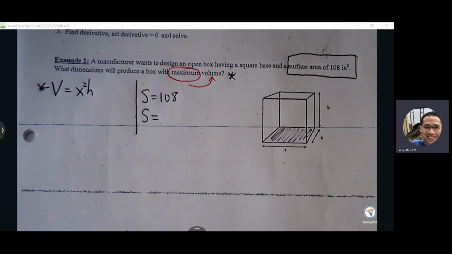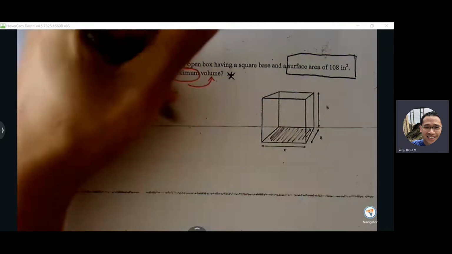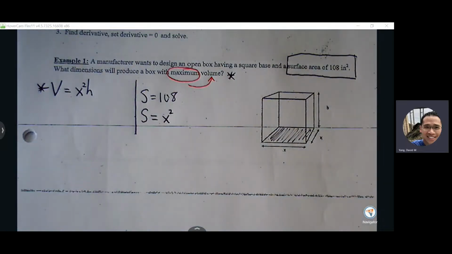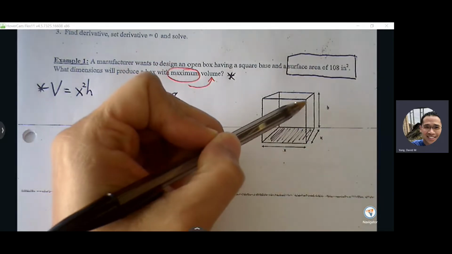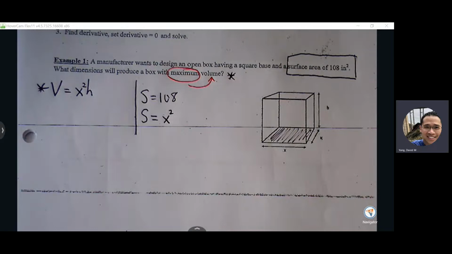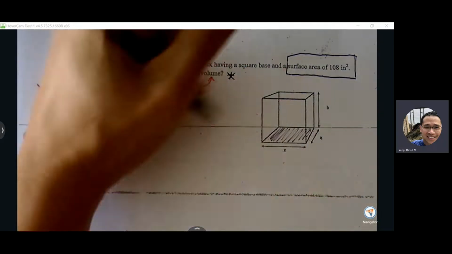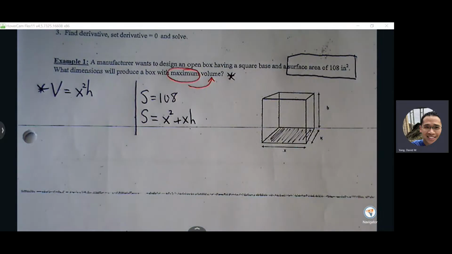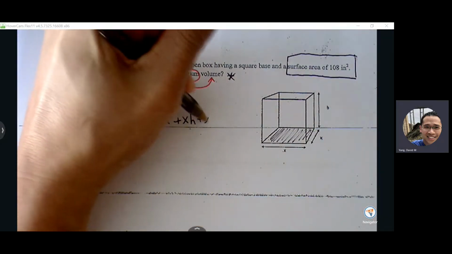What's the area of that surface? X squared, right? The base is just length times width. Now, how many vertical sides do we have? 4. What's the area of one of the vertical sides? xh. And are all the vertical sides the same formula? Yes, right. So I've got to do 3 more of these.